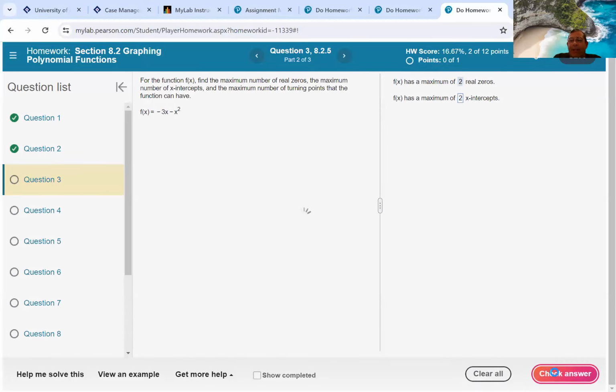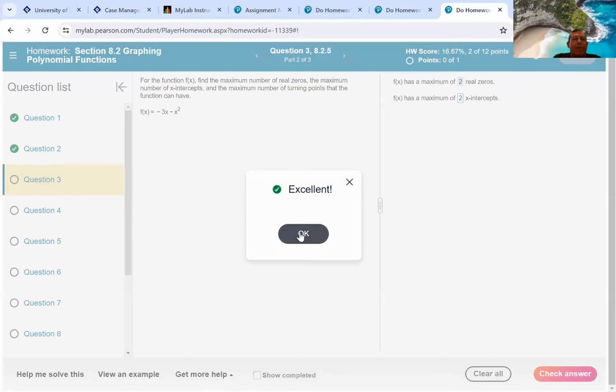2, which means your maximum number of turning points is 1. There you go.